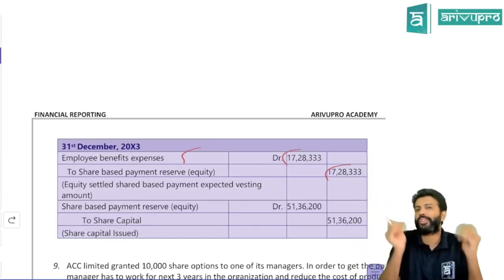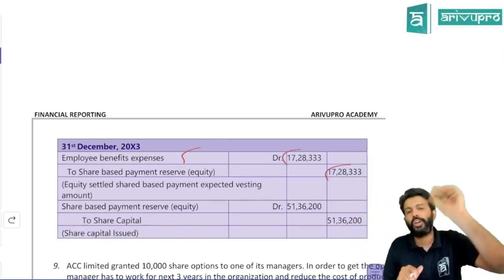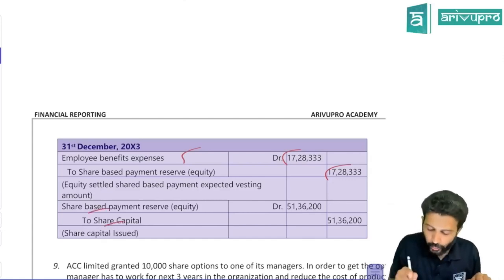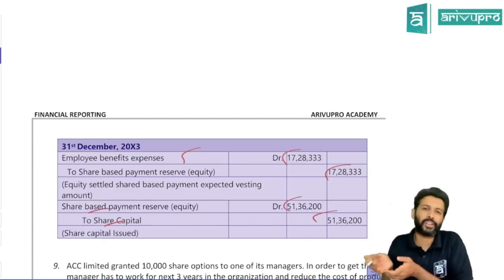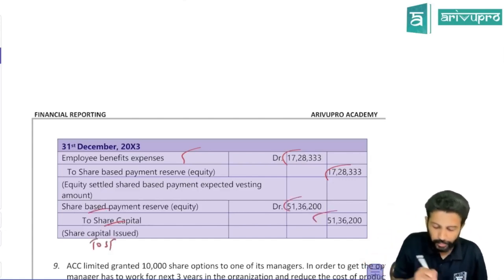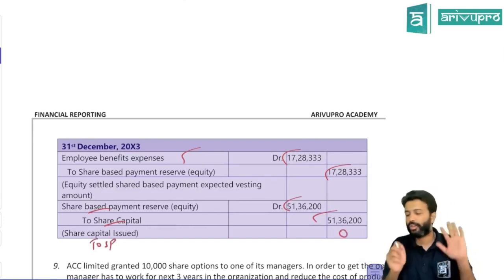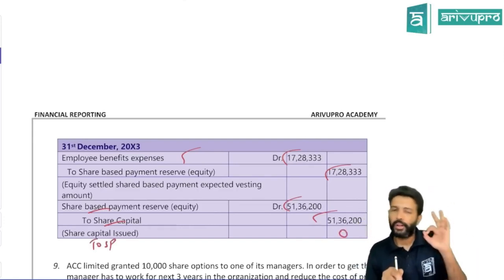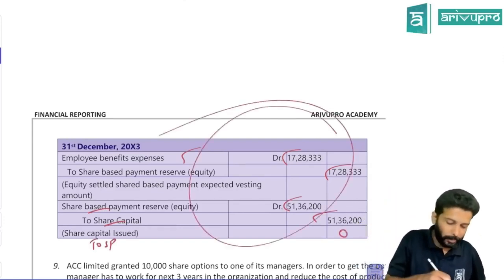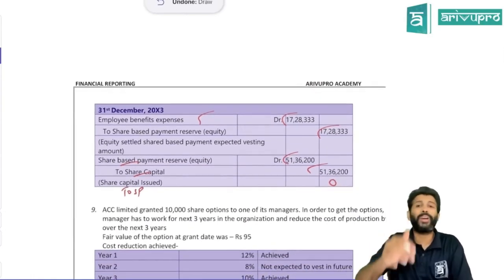So when the shares have been issued, SBPR will be cancelled by debiting, and you will credit what? Equity share capital, because on actual date the share got issued, you will write SBPR account debit to equity share capital account. If these shares by chance are issued at premium, you may also get securities premium account. In this problem, no data is there. So hence entire amount they put it under equity share capital itself. So this is the treatment for the equity settled plan.